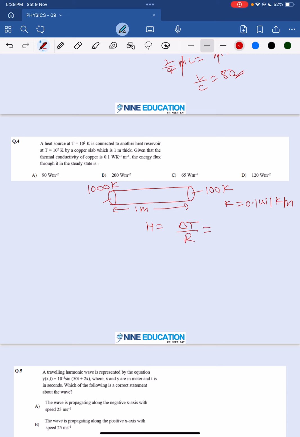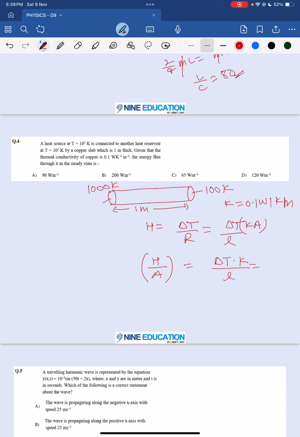Temperature difference by thermal resistance, correct? Now if I want to calculate heat, they are asking me energy flux. Energy flux is basically R equals L by Ka, so it is going to become L by Ka, correct? So I want to calculate energy per unit area. So it would be basically heat, or I can say heat current per unit area, which will be my energy flux. So it would be delta T into K by L.